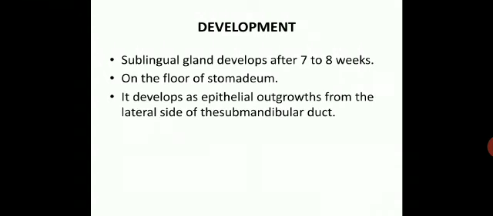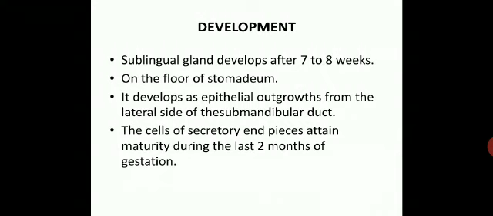Development of the sublingual gland. The sublingual gland develops after 7 to 8 weeks on the floor of the stomodeum. It develops as epithelial outgrowths from the lateral side of the submandibular duct. The cells of the secretory end pieces attain maturity during the last 2 months of gestation.